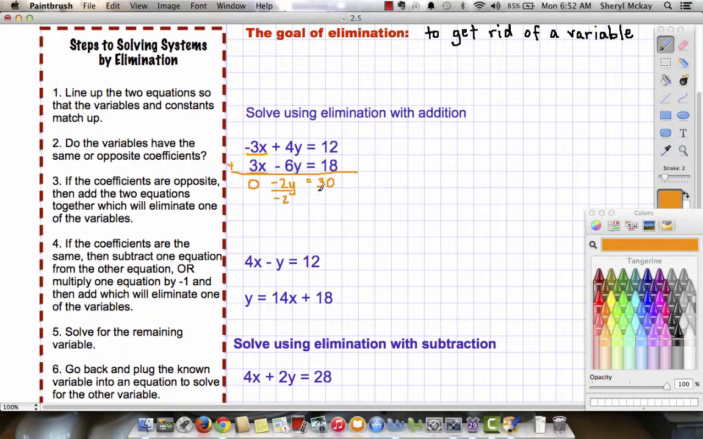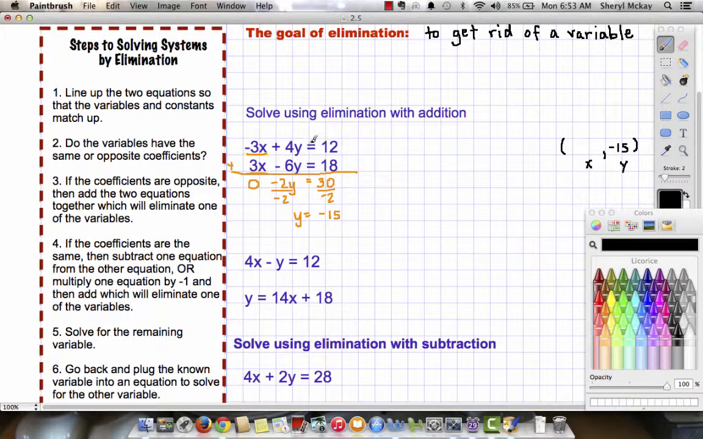Divide by negative 2, and I get y equals negative 15, just like that. Now, the next thing that I want to do, which I actually should have done in the very beginning, is go over here and remember, I'm always solving for the x and the y. So I've just found out the y is negative 15, and now, using that same trick that I learned in substitution, I can take the negative 15 for y and replace one of the y's in one of these original equations.